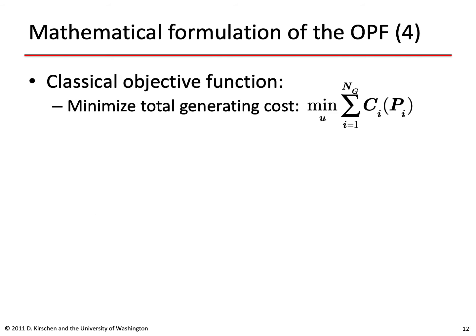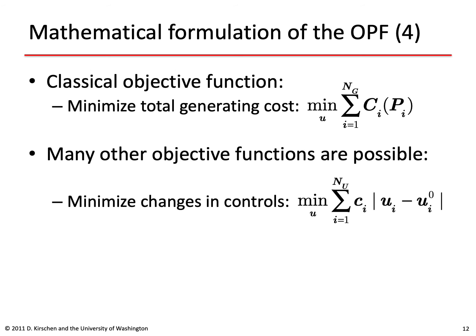I've already mentioned that the classical objective function for the optimal power flow problem is to minimize the total generation cost. Therefore, we try to minimize the sum of the cost of producing power with each of the generating units. But many other objective functions are possible.